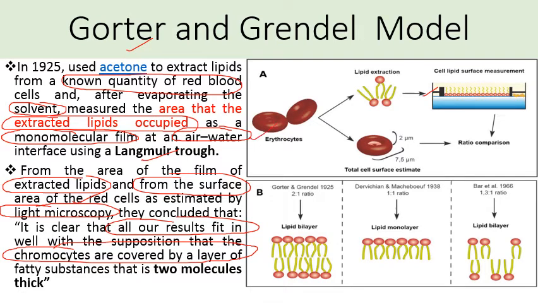The RBCs are covered on the outside by a fatty substance which exists in layers two molecules thick, meaning it is made up of a lipid bilayer. So there are two layers of lipid. So this was the first model proposed for explaining plasma membrane.